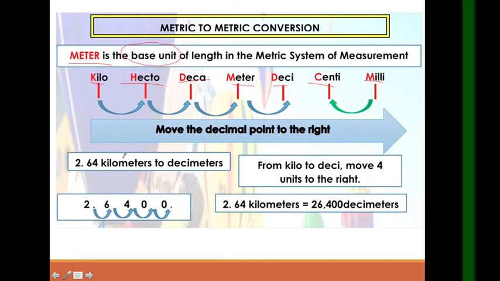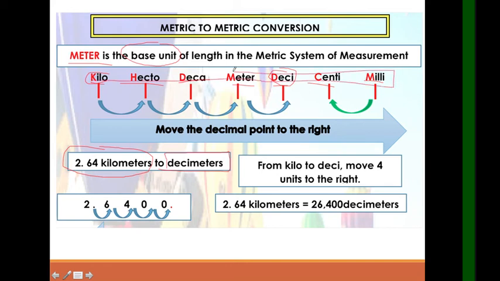Okay? So, halimbawa, 2.64 kilometers to decimeters. So, ito yung kilometer, ito yung decimeter. So, gusto ko siyang i-convert into decimeter. Tama? Ito yung given natin, 2.64 kilometers. Okay? So, anong gagawin ko? From kilo to deci, move 4 units to the right. So, ito siya, kilo. So, mag-move tayo 1, 2, 3, and 4. Kaya 4 units. So, dapat alam mo yung pagkasunod-sunod dito.